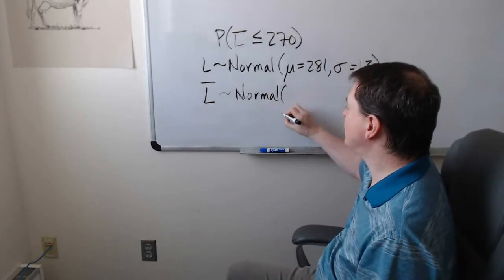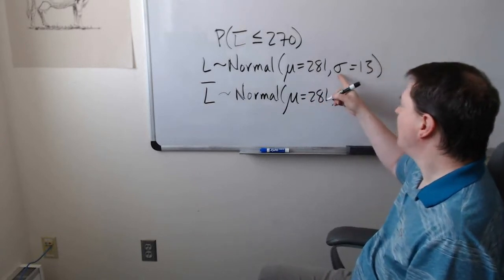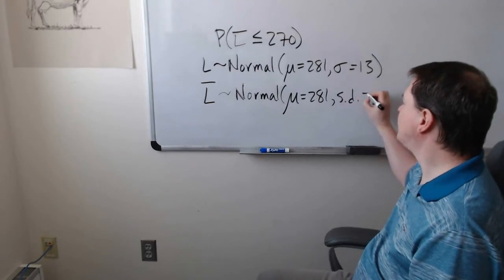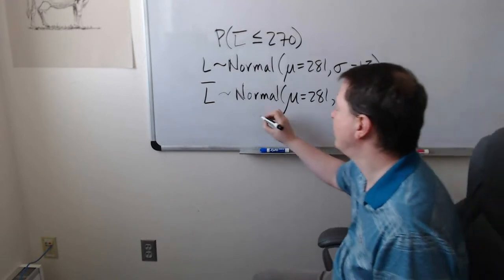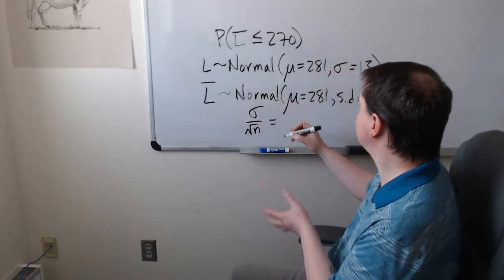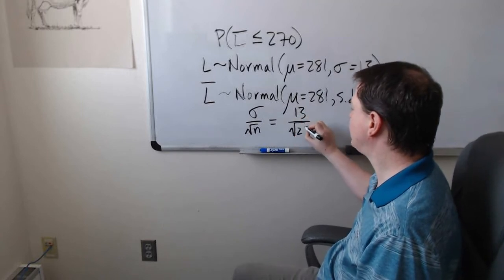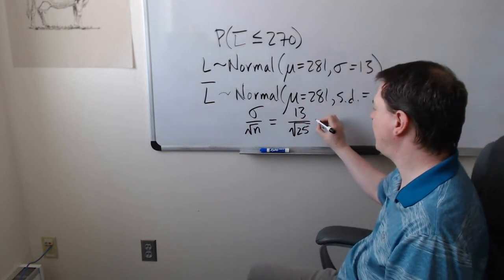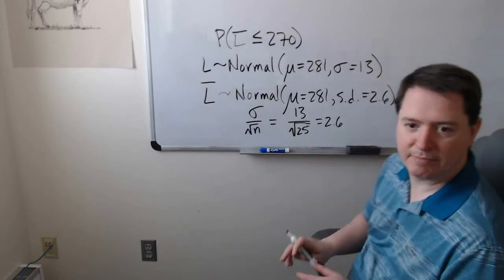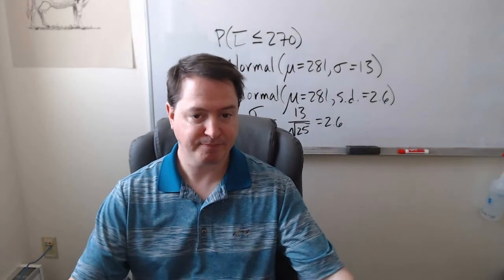So we know from that section that nothing happens to the mean. It's still 281. But my standard deviation needs to be adjusted. This new standard deviation is going to be my original divided by the square root of my sample size, right? None of this is new. This is stuff we've already known how to do. So that's 13 divided by the square root of 25. 13 divided by 5 gets me 2.6. All right, so this is honestly just review at this point.